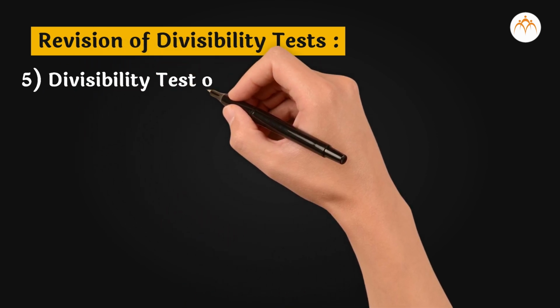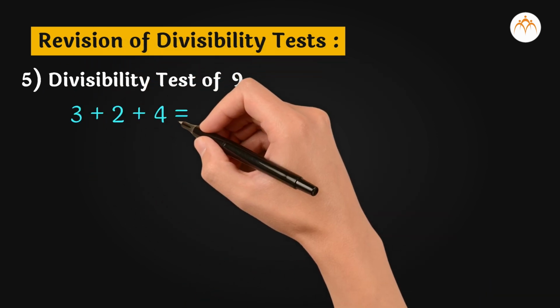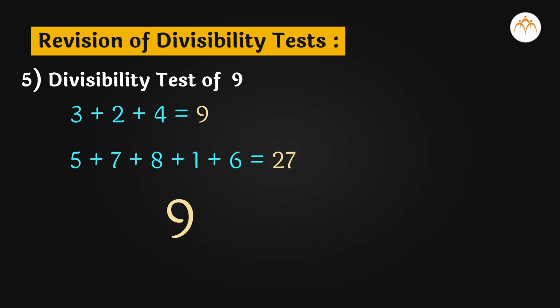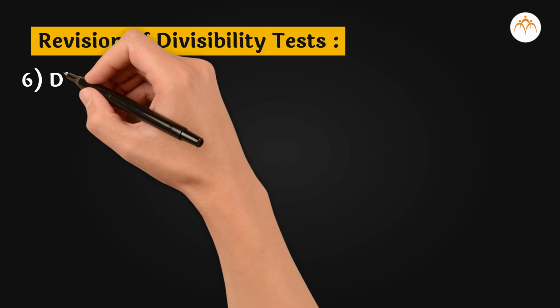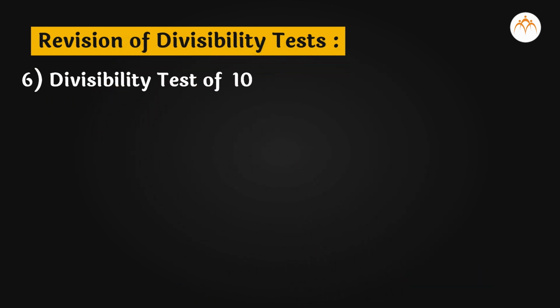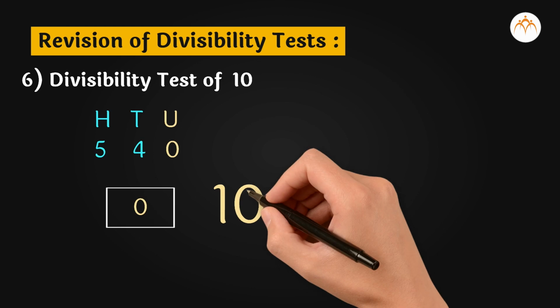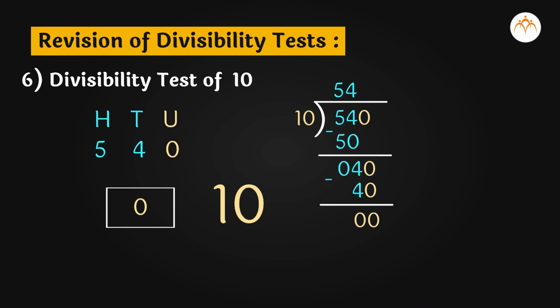Divisibility test of 9. If the sum of the digits of a number is completely divisible by 9, then the number is divisible by 9. Divisibility test of 10. If the unit digit of a number is 0, then the number is completely divisible by 10. Let's solve some word problems based on these divisibility tests.